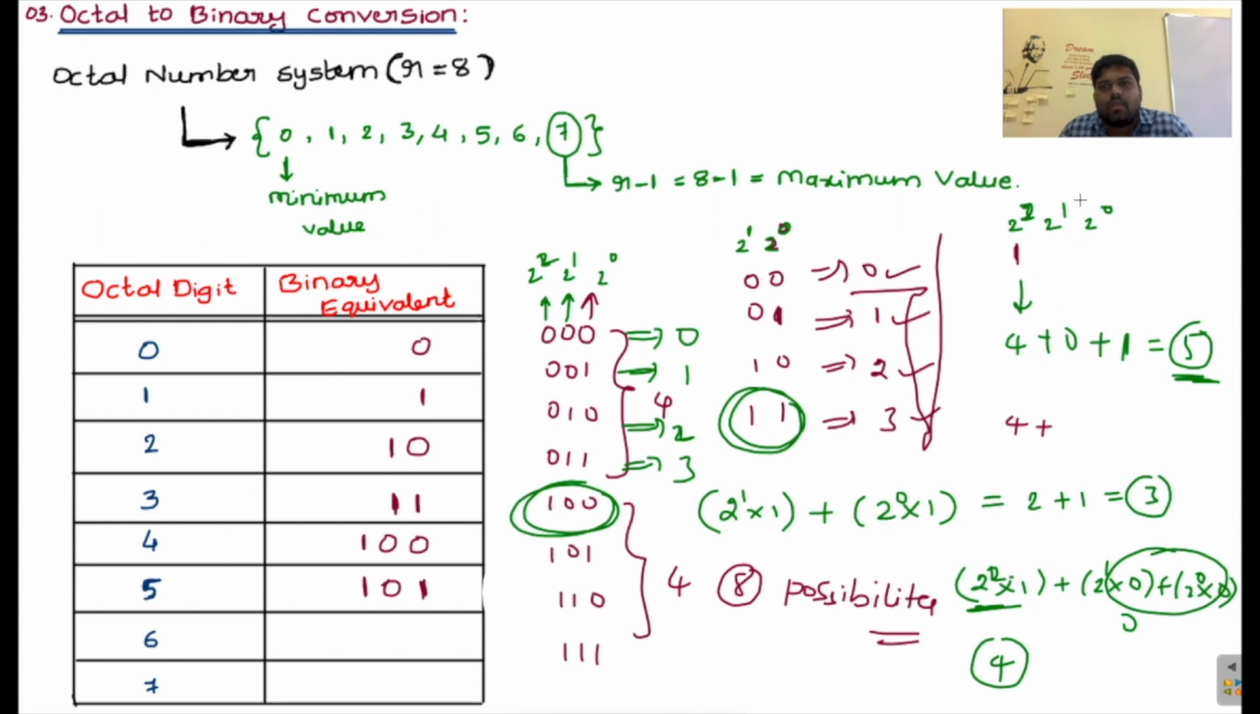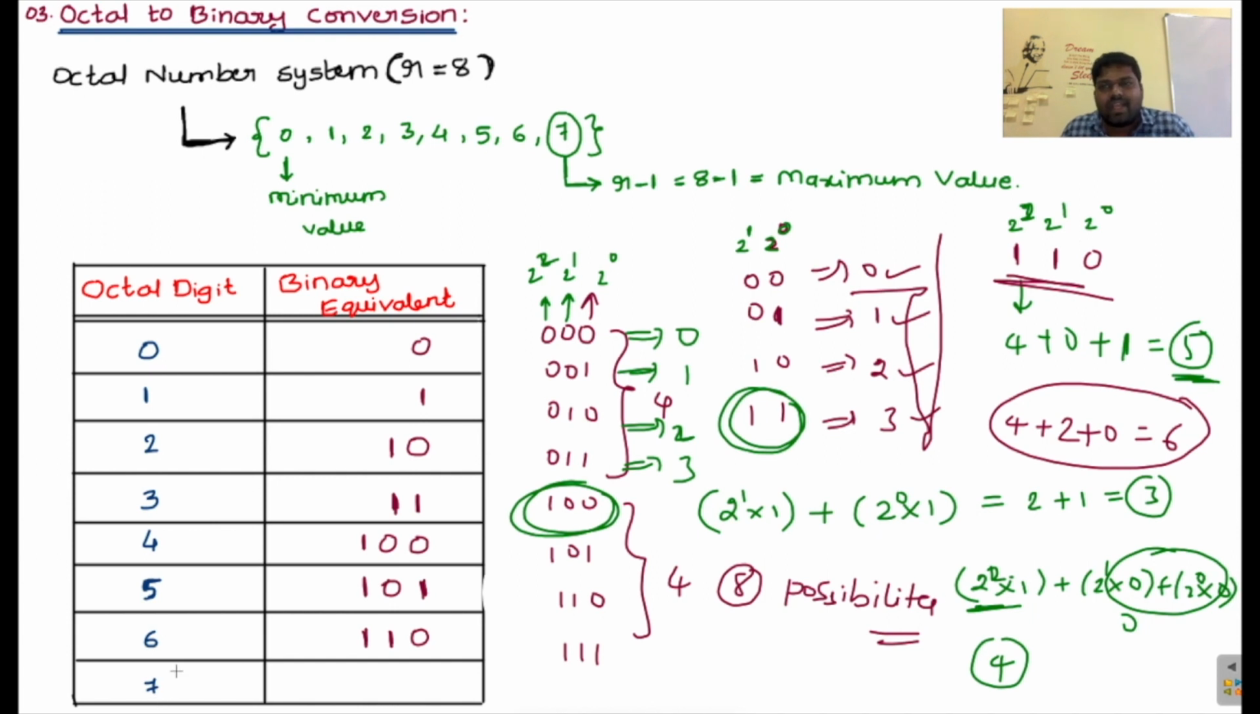So I will take this one as 0 and this one as 1. Now what happened? 2 power 2 into 1 you will get 4, 2 power 1 into 1 you will get 2, 2 power 0 into 0 you will get 0, then it will become 6. That means, in order to represent this octal 6 at decimal 6, the binary equivalent representation is 110.